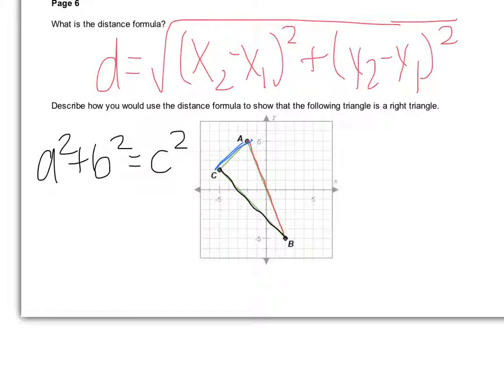But if this is a right triangle, then whatever a squared is plus whatever b squared is should really be the same thing as c squared.